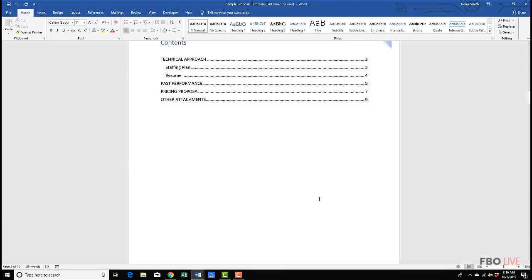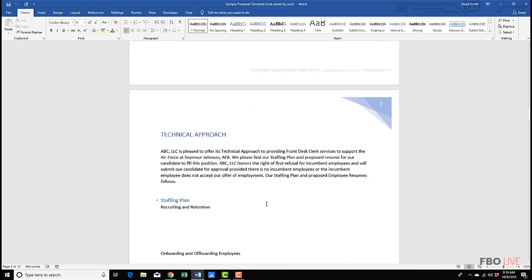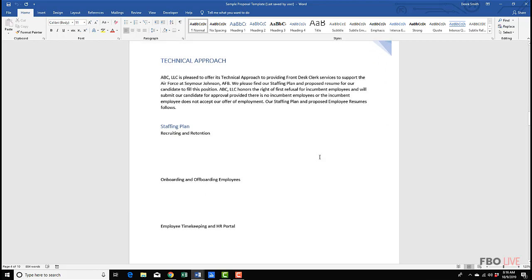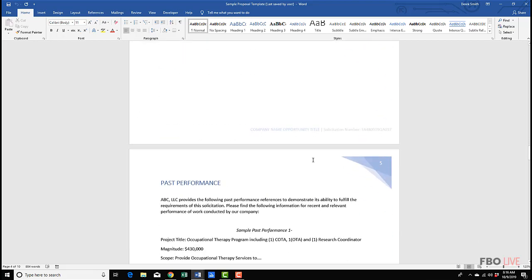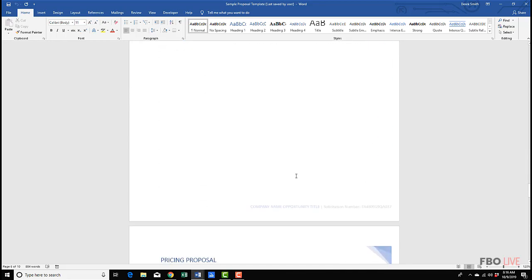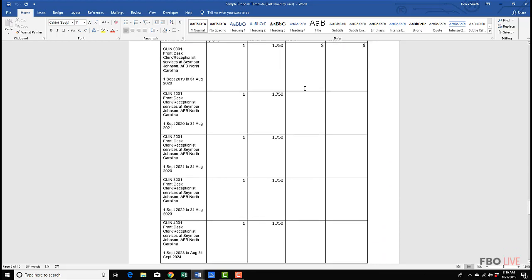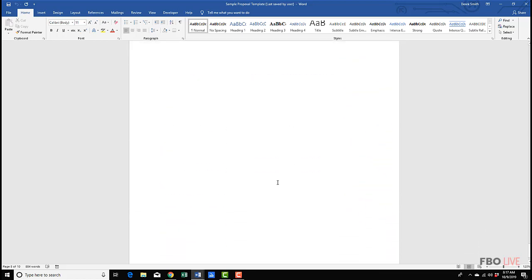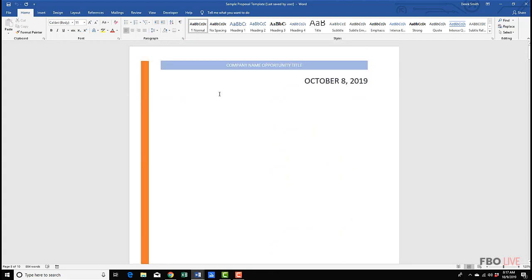But then after, I've got a short table of contents. That's a clickable, interactive table of contents. And then our main core, like I said, a spot for a technical approach with a few subsections, past performance with 3 past performances. And then a standard pricing proposal with a spot for any assumptions or clarifications if you need to expand on that. And then lastly, a heading for other attachments if you need to reference or insert. So that's what I have in the second document, and we'll be going through that today.